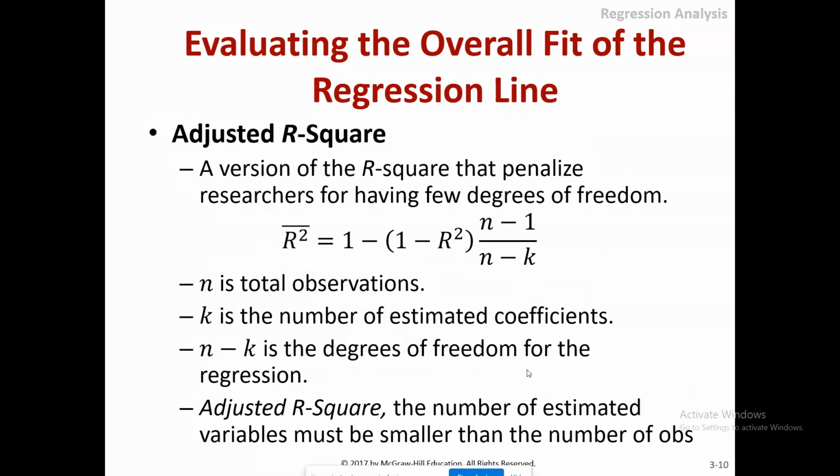So economists or econometricians developed this adjusted R squared. Adjusted R squared is a version of R squared that penalizes researchers for having few degrees of freedom. What's the meaning of few degrees of freedom? It means your number of estimated coefficients is very close to the number of total observations. They're too close. The bigger the difference between the two of them, the better. Okay. And the number of observations minus the number of estimated coefficients is the degrees of freedom for the regression.